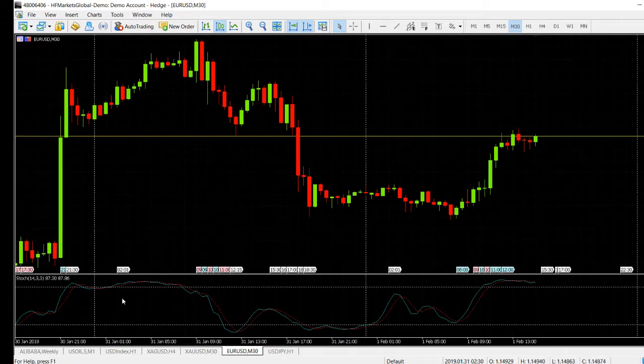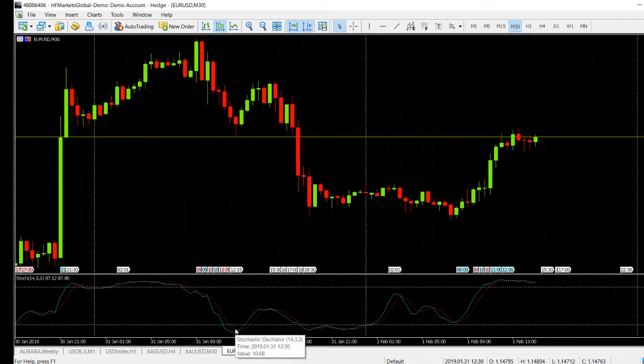This stochastic oscillator will show you, for example, here the market is overbought when above 80, and under 20 it means it's oversold and you can buy. Overbought you can sell, oversold you can buy. So this is generally the idea about this oscillator, but how you can use it to make it much more profitable for you.